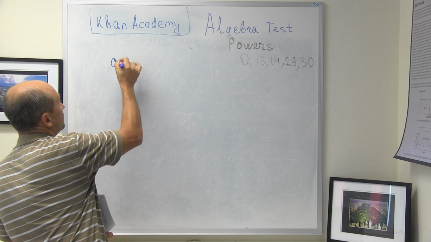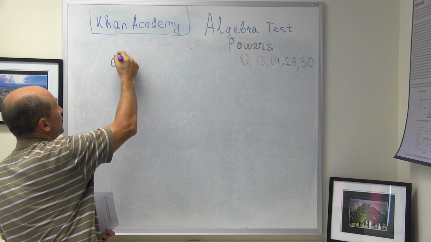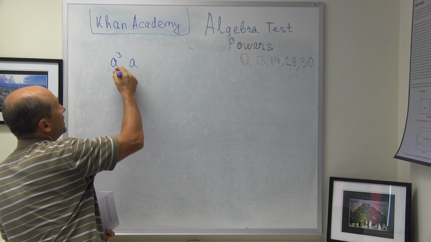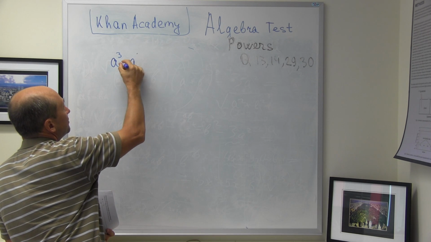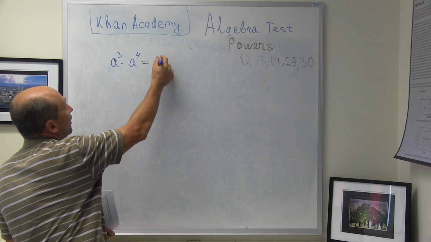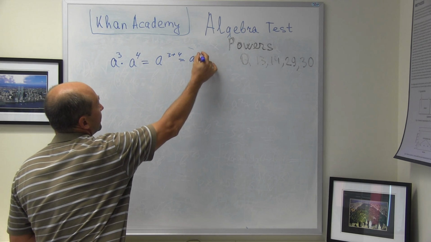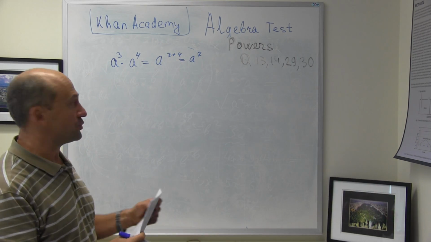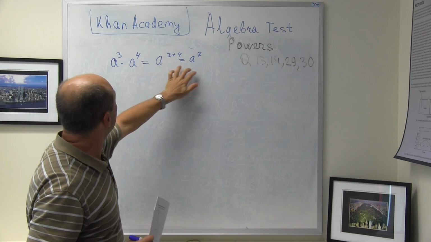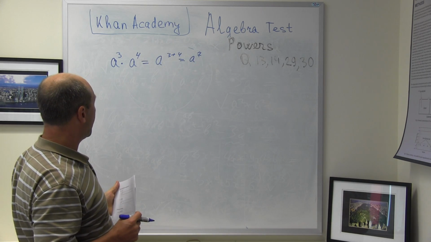A few things that we will motivate further, but for now we'll just try to remember them. If you've got a to the power of 3 multiplied by a to the power of 4, this is a to the power of 3 plus 4, and this is a to the power of 7. That's a very important piece of algebra that you need to remember. When you multiply a to different powers, the powers are adding.